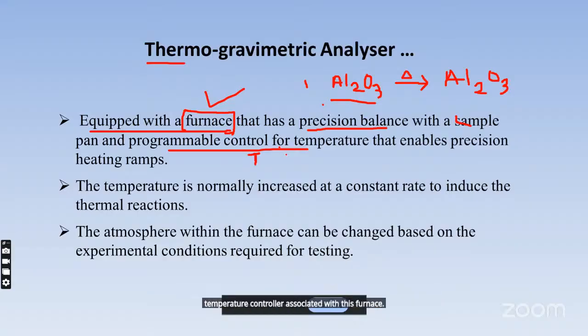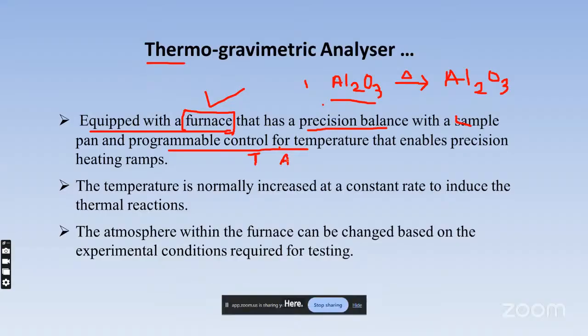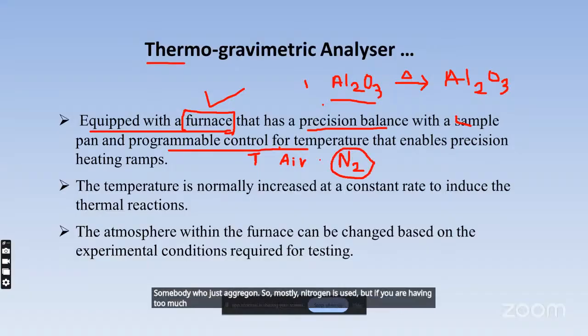You have different heating environments. Air is there; you can pass air while heating your sample. So this is the environment of the reaction. Secondly, you can use an inert atmosphere, for example N2. Somebody uses argon. Mostly nitrogen is used, but if you have too much money with you, you can have argon, which is more of an inert gas.